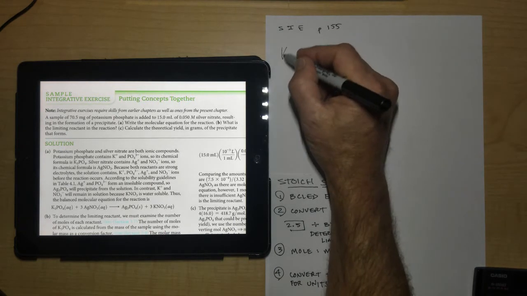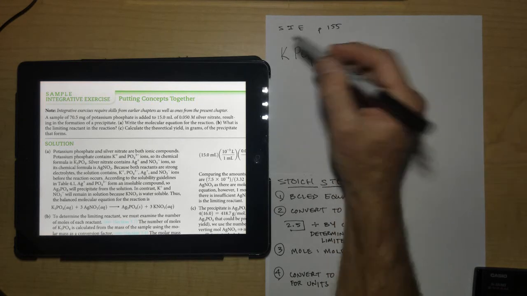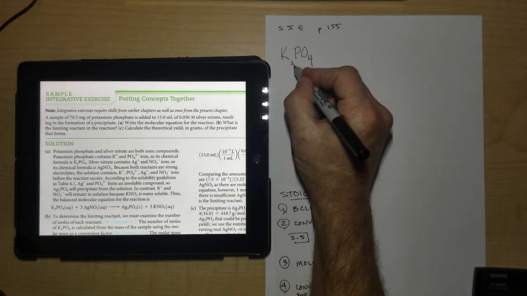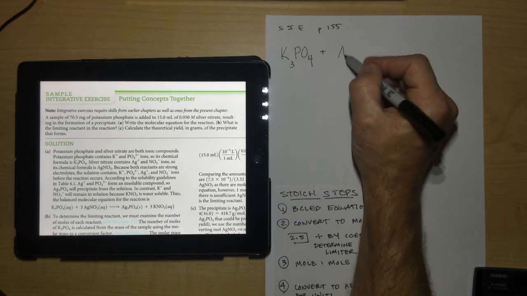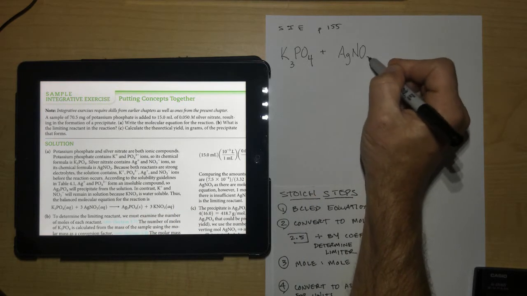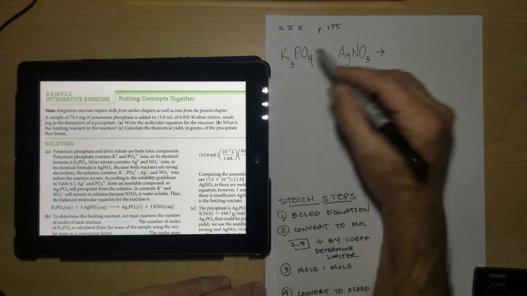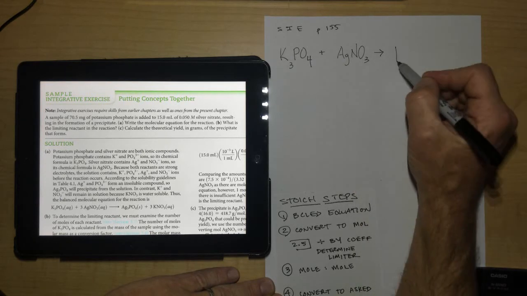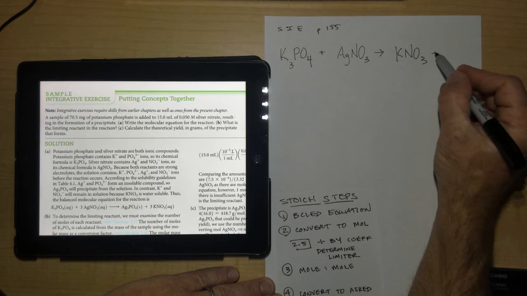So potassium phosphate, I know that phosphate is -3 because I memorized that. I know that potassium is +1 because it's in group 1, so I'm going to need a 3 here. And then it's added to silver nitrate. So silver nitrate is AgNO3. Silver's +1 because silver's always +1. And then nitrate is -1, so it's NO3. Arrow going to the right, swap the cations. They call it a metathesis reaction, remember? K goes here with the NO3. Potassium's +1, nitrate's -1, so that formula is okay.